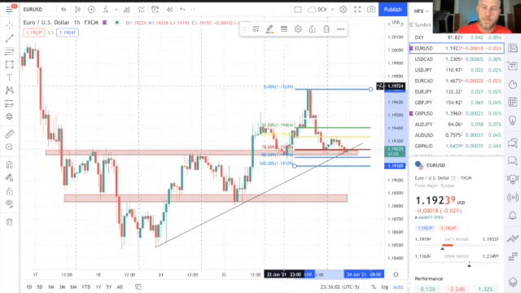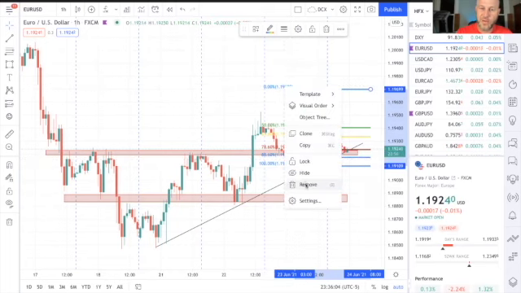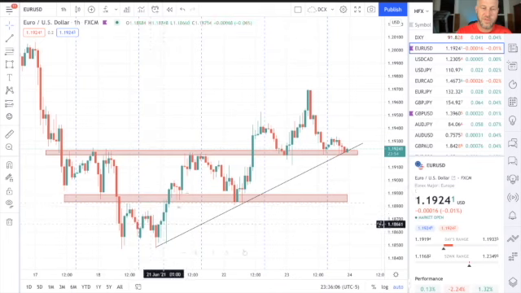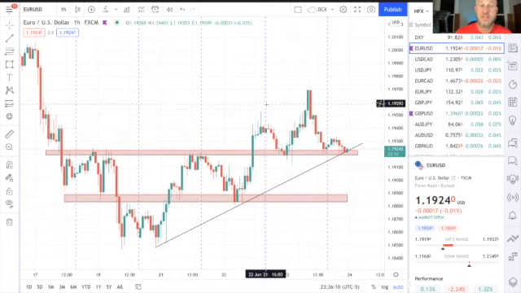Interesting just the way the market moves and how you can use these levels of support and resistance and trend lines and the Fibonacci's and stuff also.